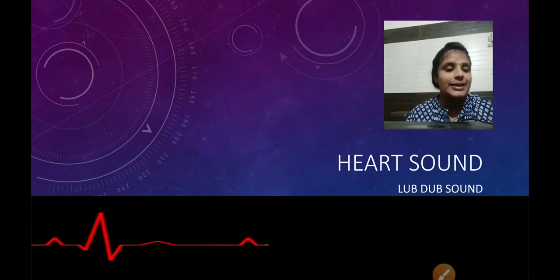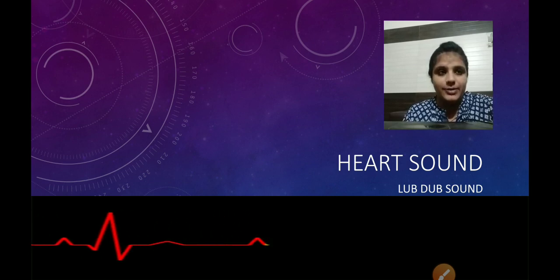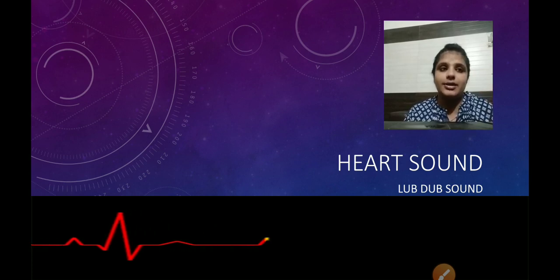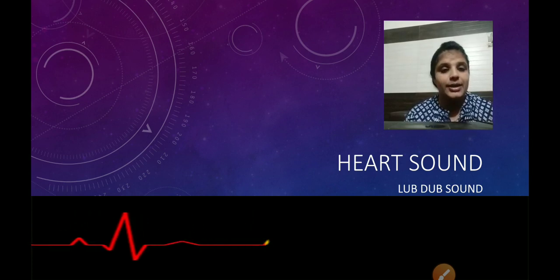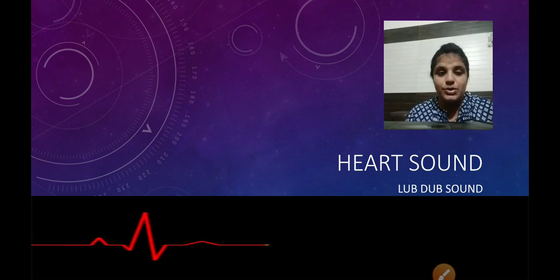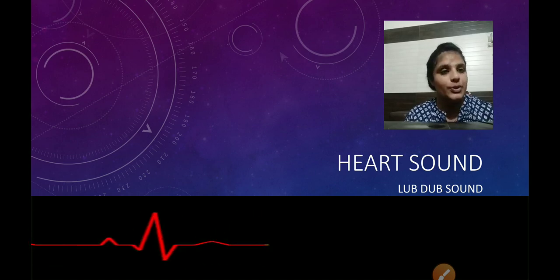Actually, by listening to the heart sound, the doctor wants to know how our heart is working, whether our heart is pumping properly or not, whether our heart is pumping blood to the entire body at the pace it is required. So basically, the heart produces two kinds of sound, the lub sound and the dub sound. These lub and dub sounds are produced by the opening and closing of the different valves. Now in this video, we are going to discuss how these valves open and how these valves produce sound.